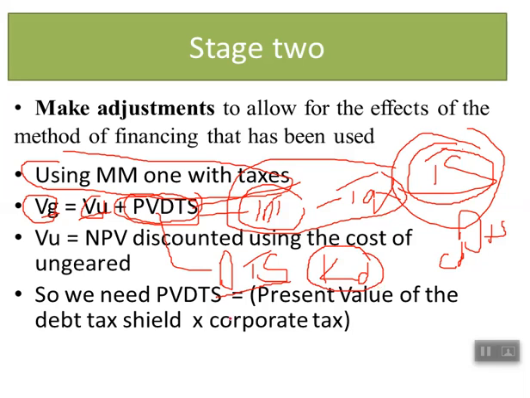So how to get this? We are looking at the interest, the present value of the debt tax shield, times the corporate tax. And the tax shield that we are talking about here is the interest the business is paying on that debt. Once you get that, then you can get the present value of the debt tax shield.